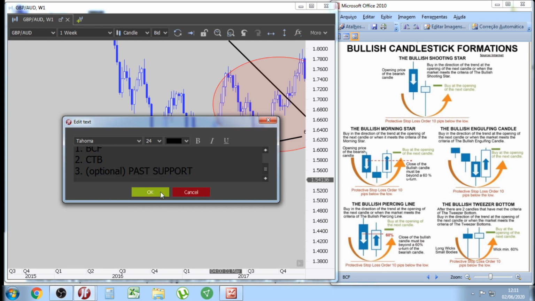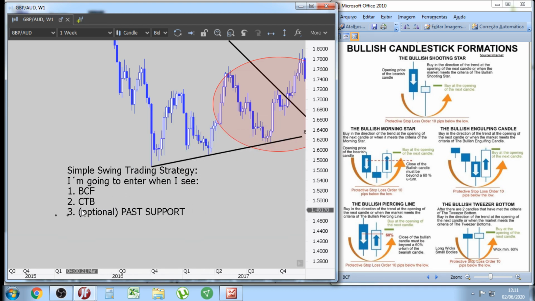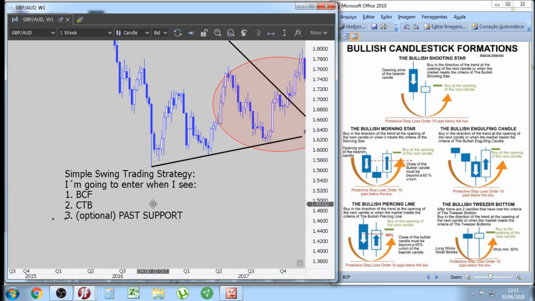So this is my simple swing trading strategy. I'm going to enter when I see, number one, bullish candlestick formation. Number two, counter trend line break. Number 3, past support. It's optional, everybody. You can use it or not. There is no right or wrong. Okay, this is how you build.